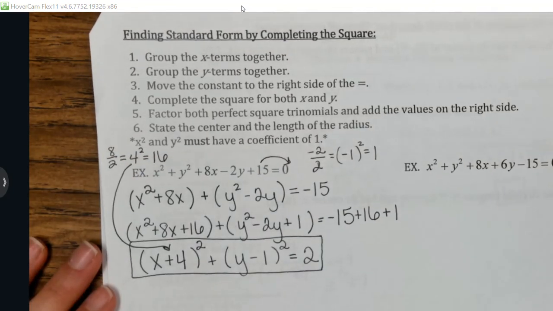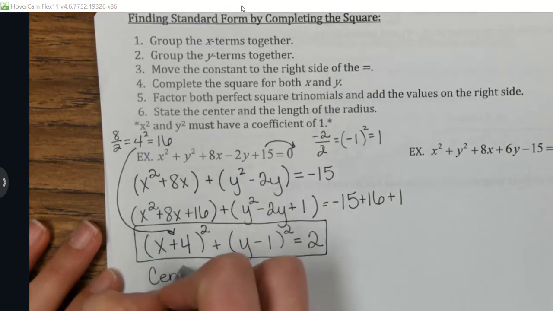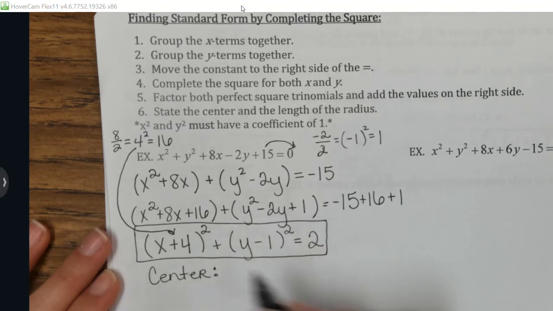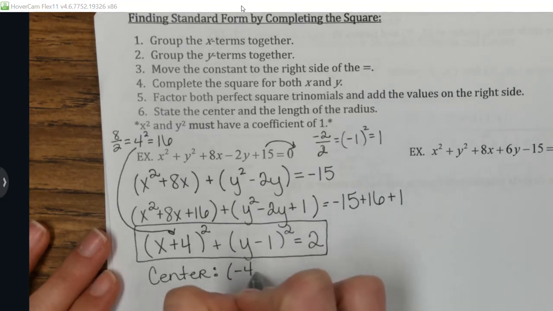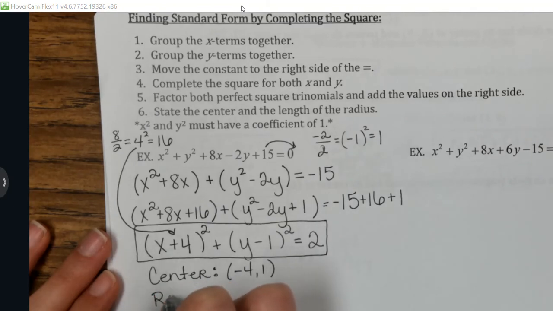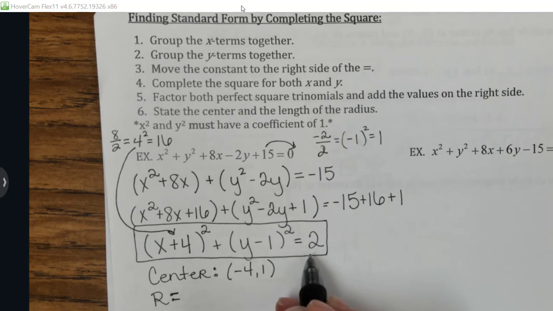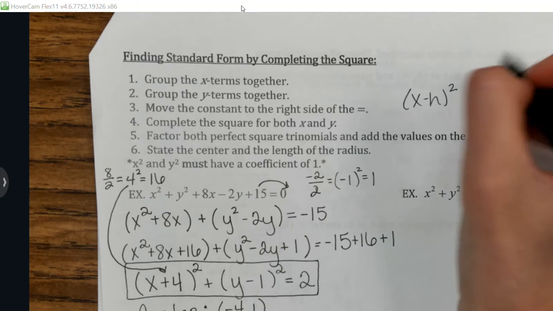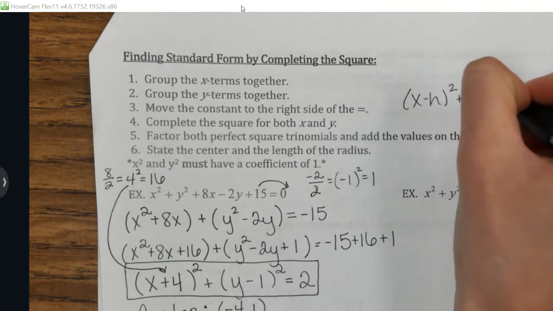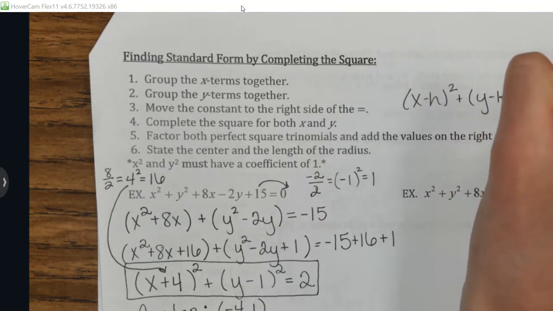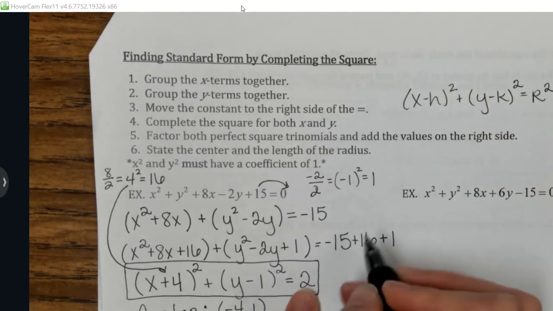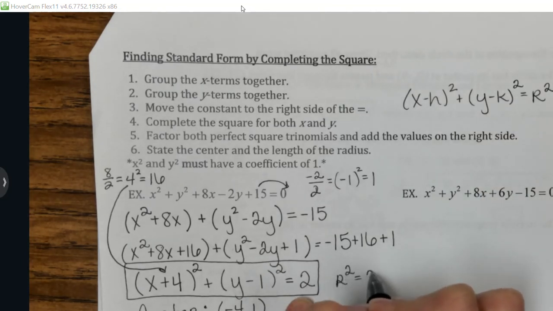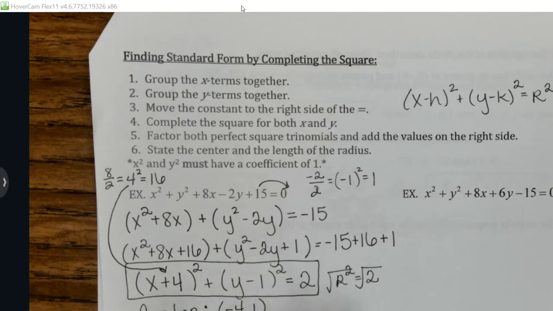Okay? Now what's my center? If that's my equation, I need to identify my center. Negative 4, 1. And what is my radius? So remember that you're doing x minus h squared plus y minus k squared equals r squared. So this 2 is actually what r squared is. So it's square root of 2.